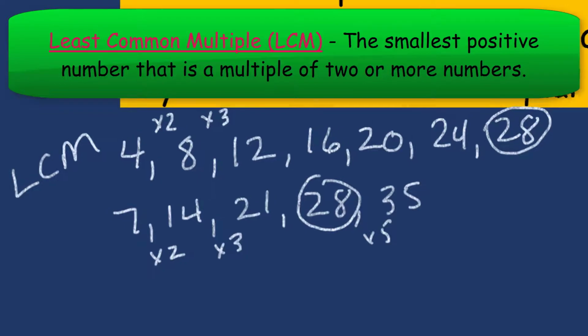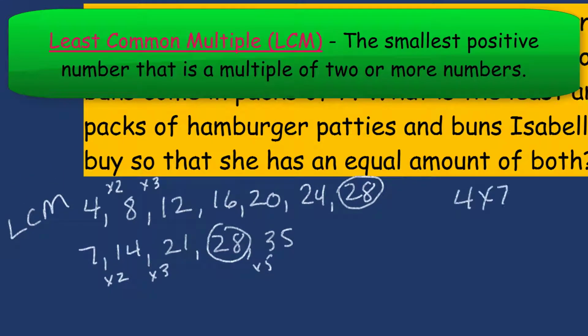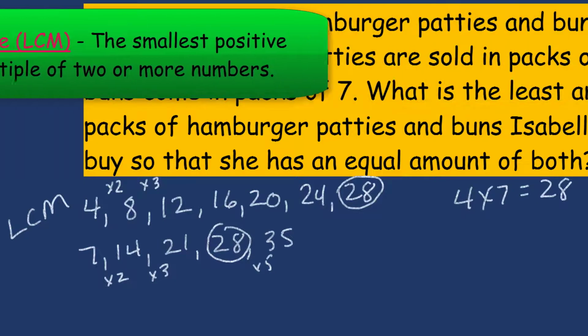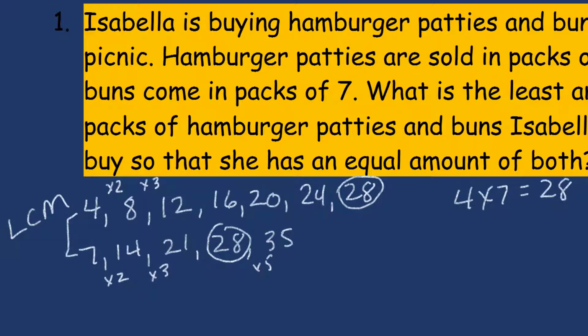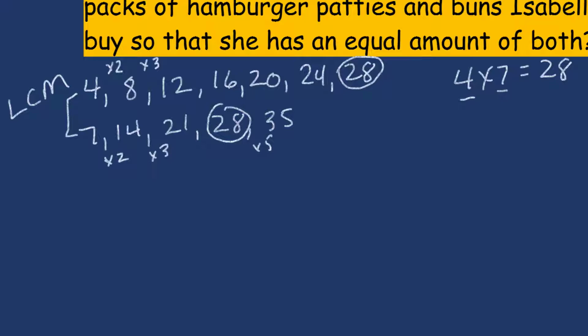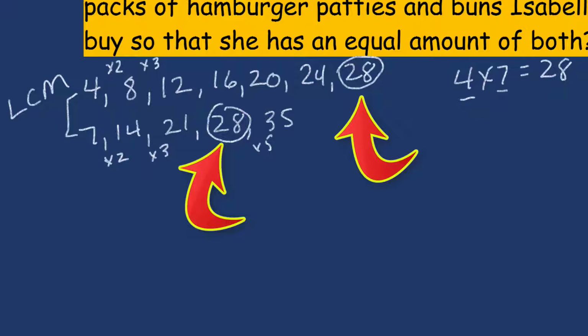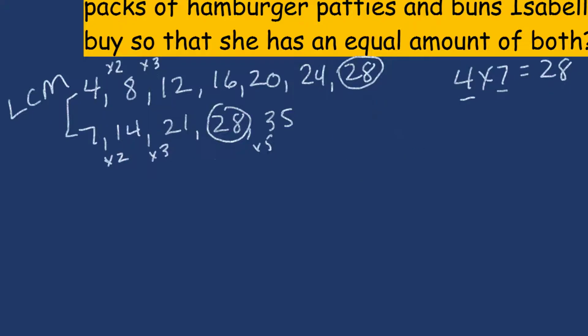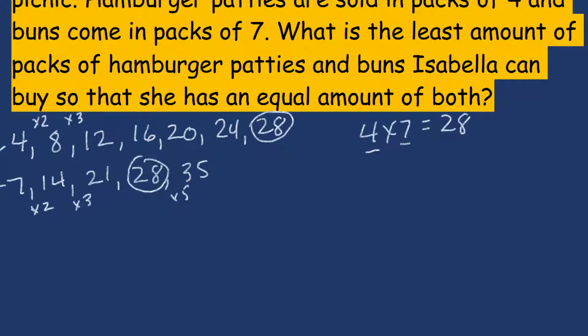Now some of you might have been thinking, but Mr. Wara, couldn't you just take 4 times 7? And that gets you 28 if you take the two numbers and just multiply them. That's very true. That will get you a common multiple, and it might be the least common multiple too. In this case, 4 times 7 is 28, and it happens to be the least common multiple too. So I'm thinking about what the problem is asking me. We know that 28 was definitely the point where we reached an equal amount of both. But the question says, what is the least amount of packs of hamburger patties and buns? So they want to know how many packs.